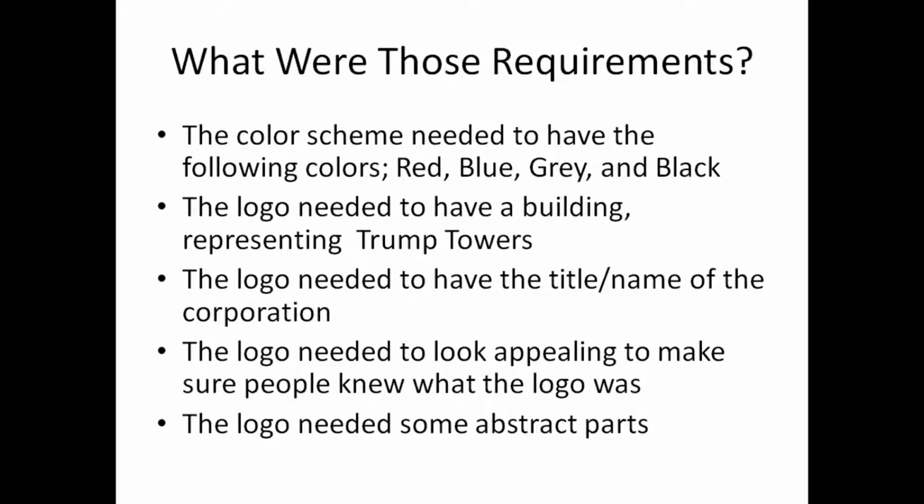What were those requirements? The color scheme needed to have the following colors: red, blue, gray, and black. The logo needed to have a building representing Trump Towers. The logo needed to have the title/name of the corporation. The logo needed to look appealing to make sure people knew what the logo was. The logo needed some abstract parts. We'll explain those later.